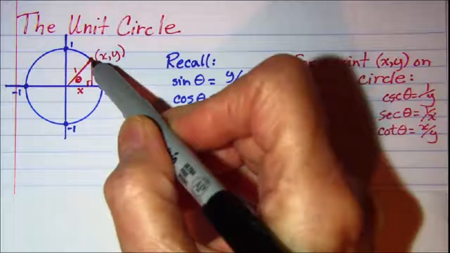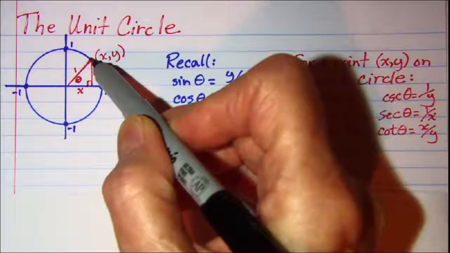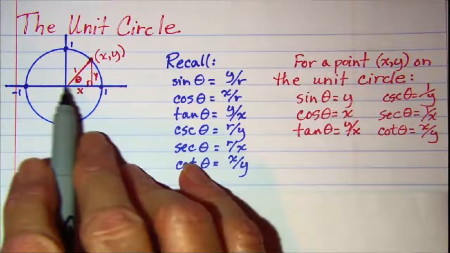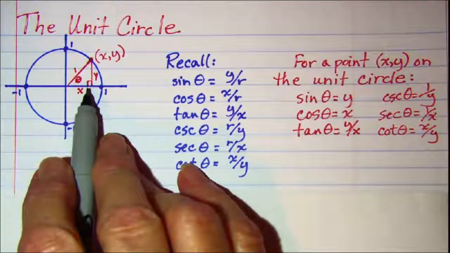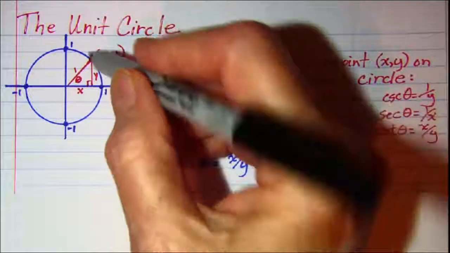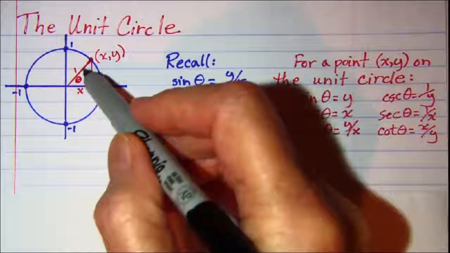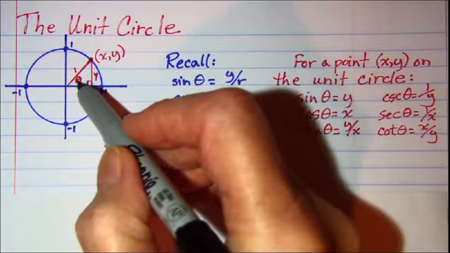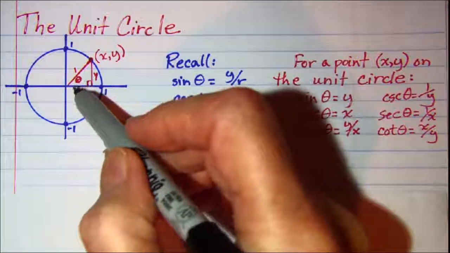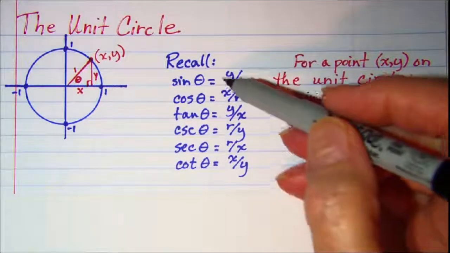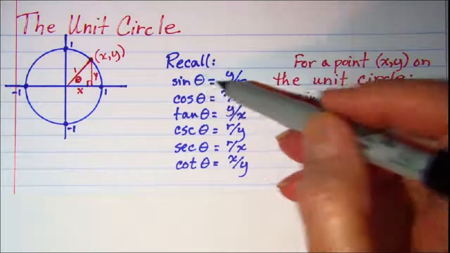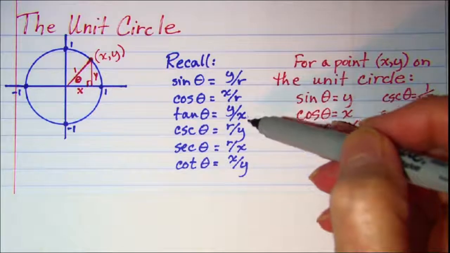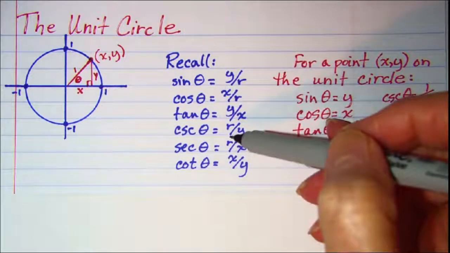If we put a point (x, y) here on the unit circle and then draw our reference triangle, notice that our x value is this side, the y value is this side, and again, because it's a unit circle, this is a radius, so the hypotenuse is 1, and we'll call the angle here on the reference triangle theta. So our trig values, again, recall sine theta is y over r, cosine theta is x over r, tangent theta is y over x, and then these are the reciprocals of those.